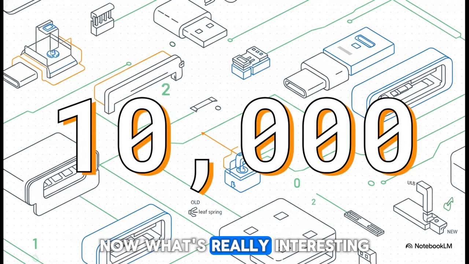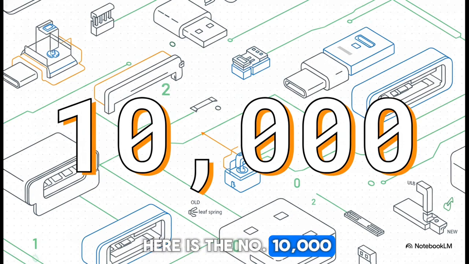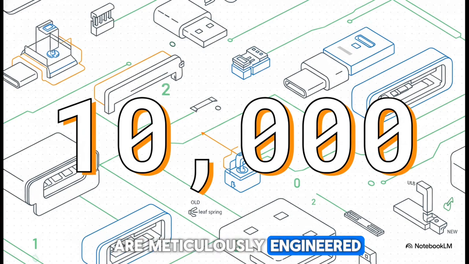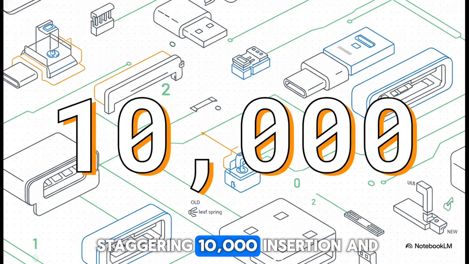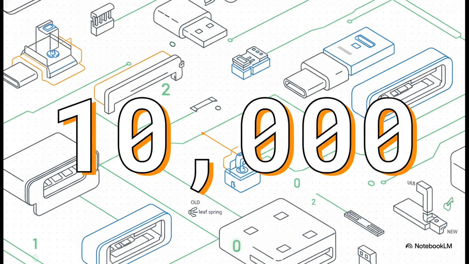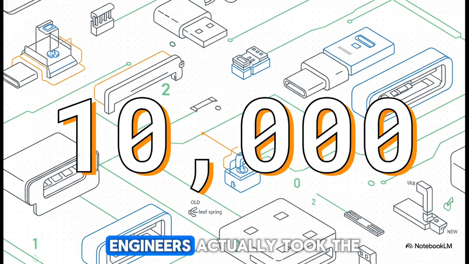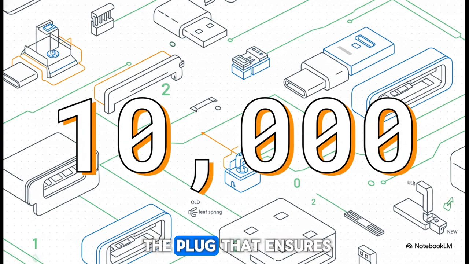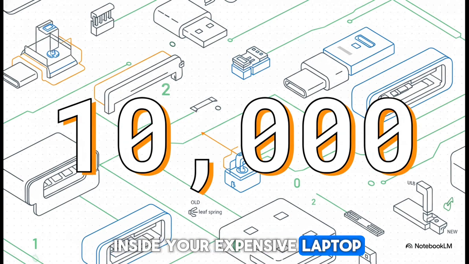Now, what's really interesting here is the number 10,000. You might think these tiny little connectors are delicate, right? But modern micro-USB and USB-C connectors are meticulously engineered and rated for a staggering 10,000 insertion and removal cycles. To pull off that level of durability, engineers actually took the leaf spring mechanism out of the jack and moved it to the plug. That ensures the most stressed part is on the much easier to replace cable side rather than buried deep inside your expensive laptop or phone.